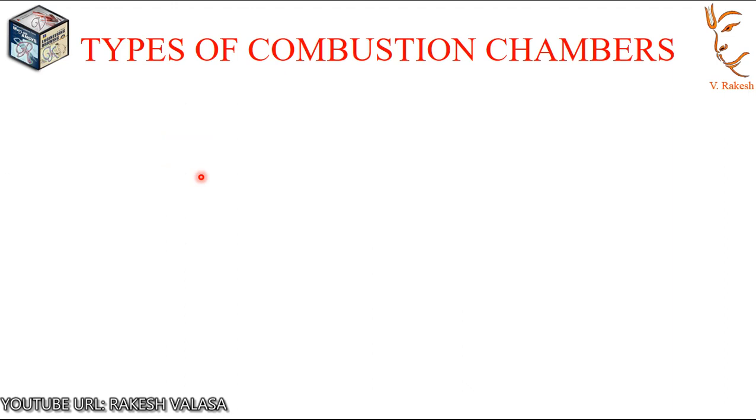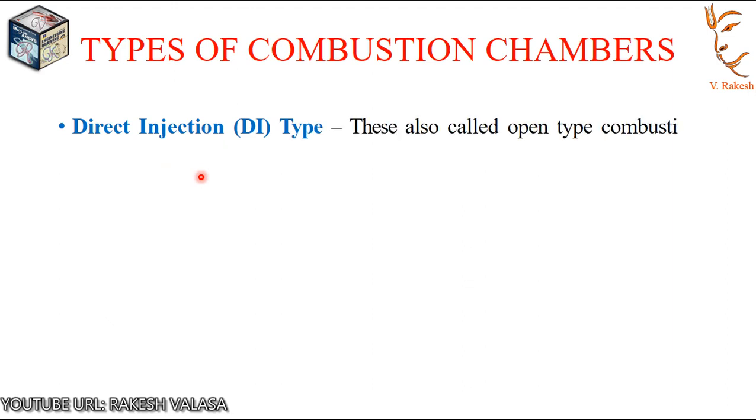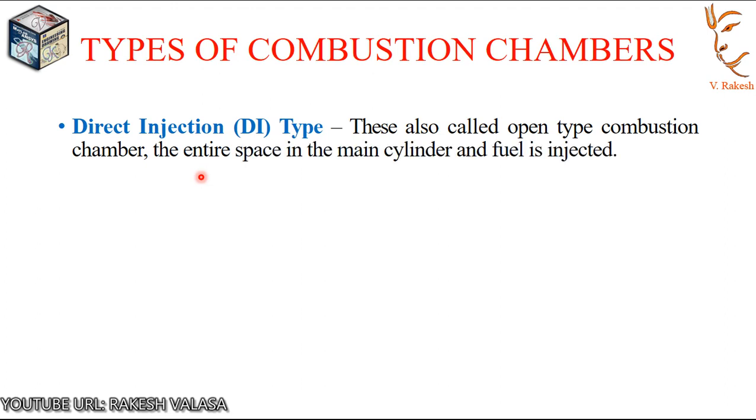Now let us discuss briefly about types of combustion chambers. First one is direct injection type. This is also called open type combustion chambers. In this type, the entire volume of combustion chamber is located in the main cylinder and the fuel is injected into this volume. Second one is indirect injection type.